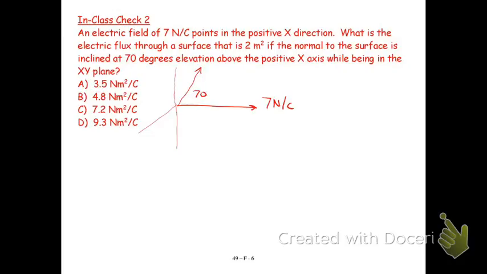70. This is 2 meters squared. Let's call this my A. Let's call this my E. So this is my Y, there's my Z. There's nothing in the Z. That's 70 degrees.